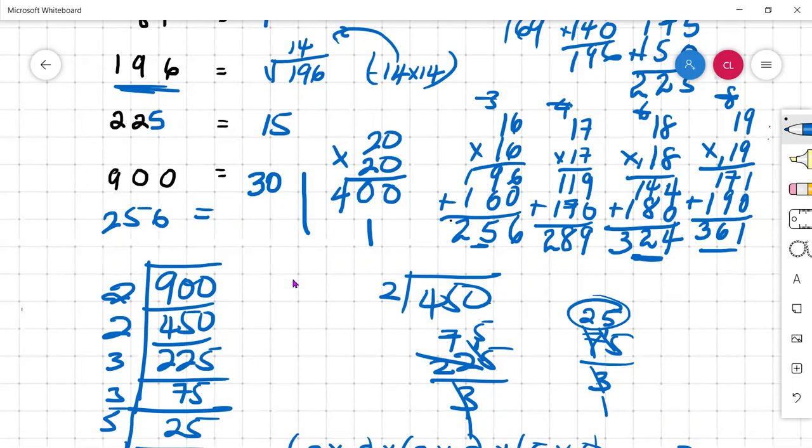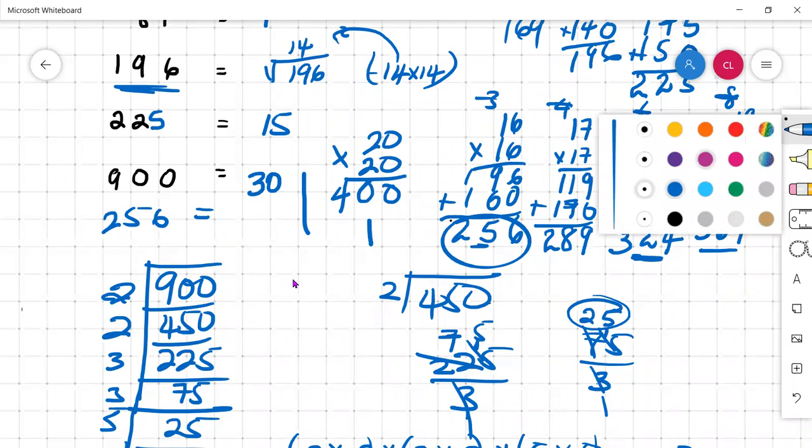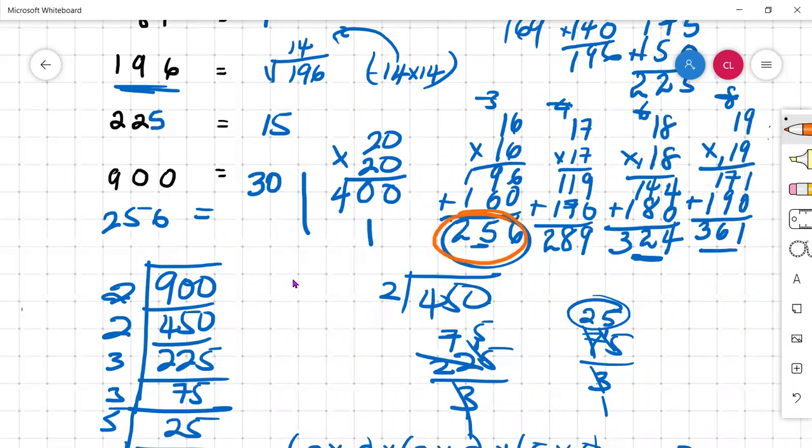We worked it out already. No, it's right. It's on the screen in front of us. 16. See it here? Anybody see it? In fact, let me change the color. See it here? 256. 16 by 16. So this would be 16.